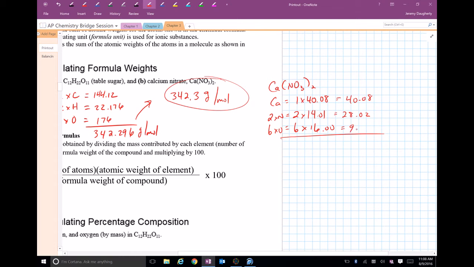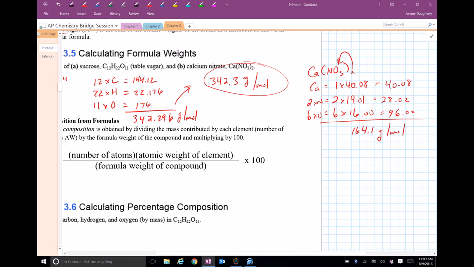And then just again add all those together, which is 164.1 grams per mole for calcium nitrate. The big mistake that I always see is that students will add these instead of multiplying them. They'll get 2 nitrogens and 5 oxygens, so the 2 plus 3 is 5. It's multiplied, so make sure you don't make that mistake. Everybody good with molar mass?